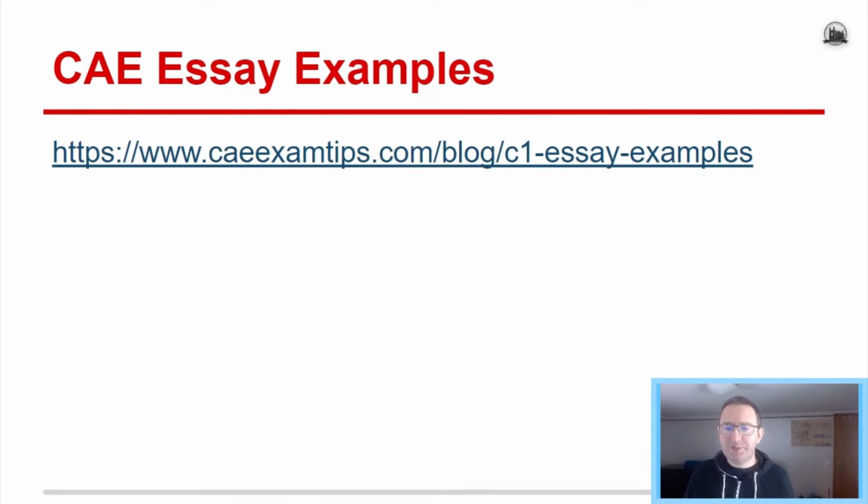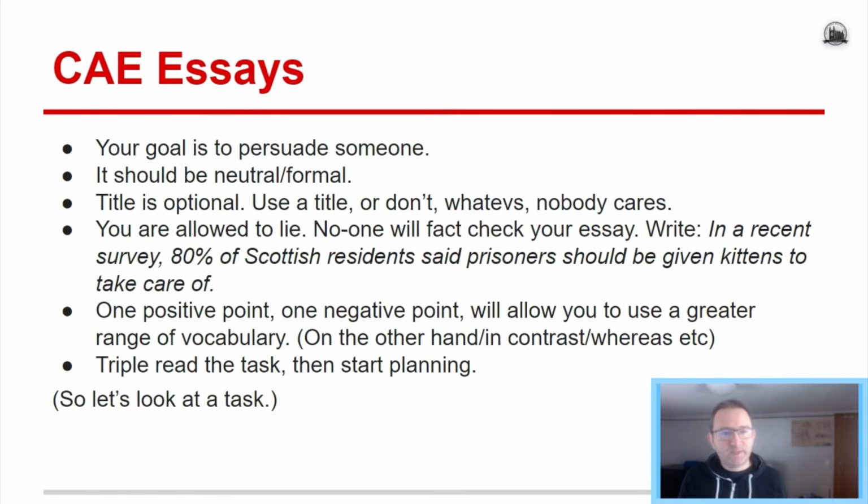So I've just made a new page on CAE Exam Tips, /blog/C1 Essay Examples. On that page, so far there are 4, but I will probably add more example essays, written by me and by real students, so you can see what these essays look like. And of course, if you have course books or mock exam books, at the back they normally have some example essays that you can check out. So what's different with a CAE essay compared to a normal essay, or what do you need to keep in mind?